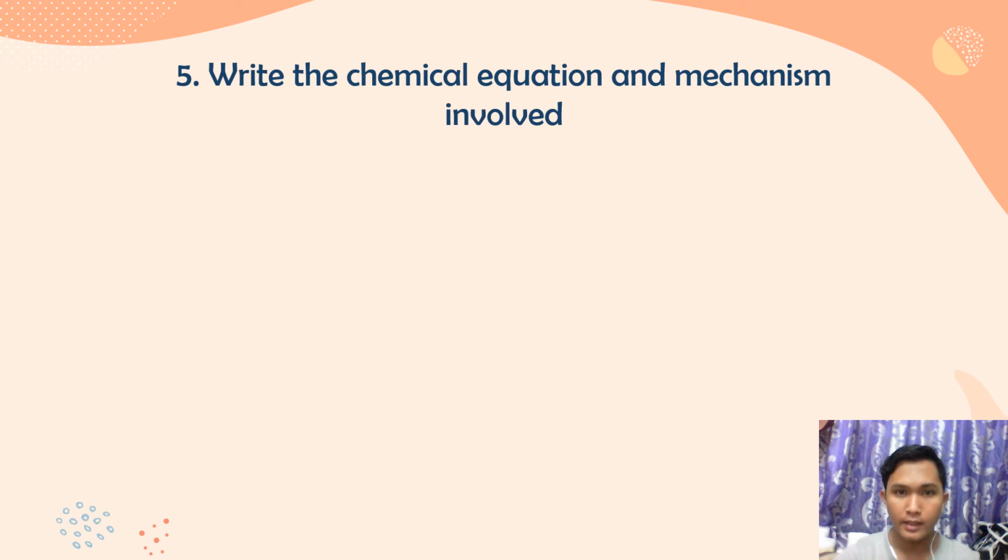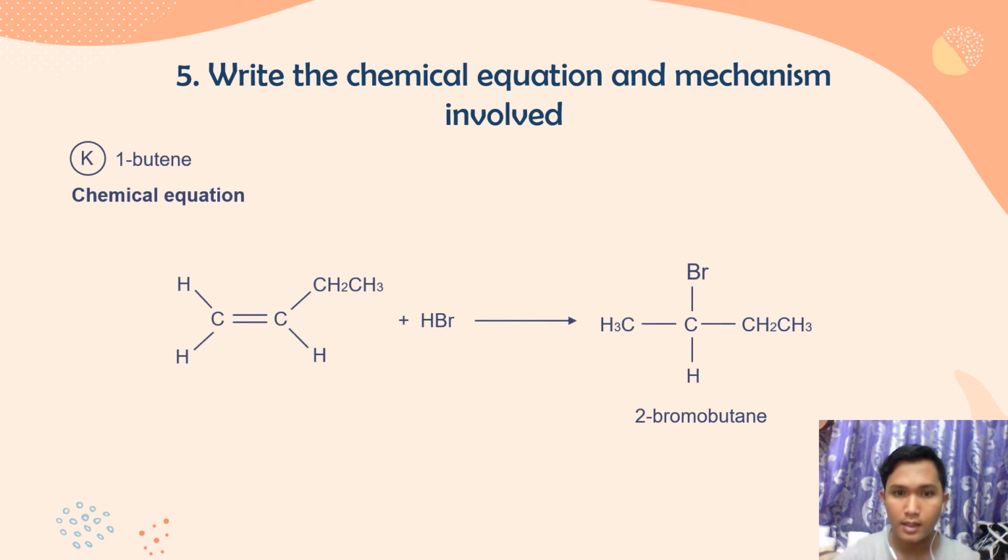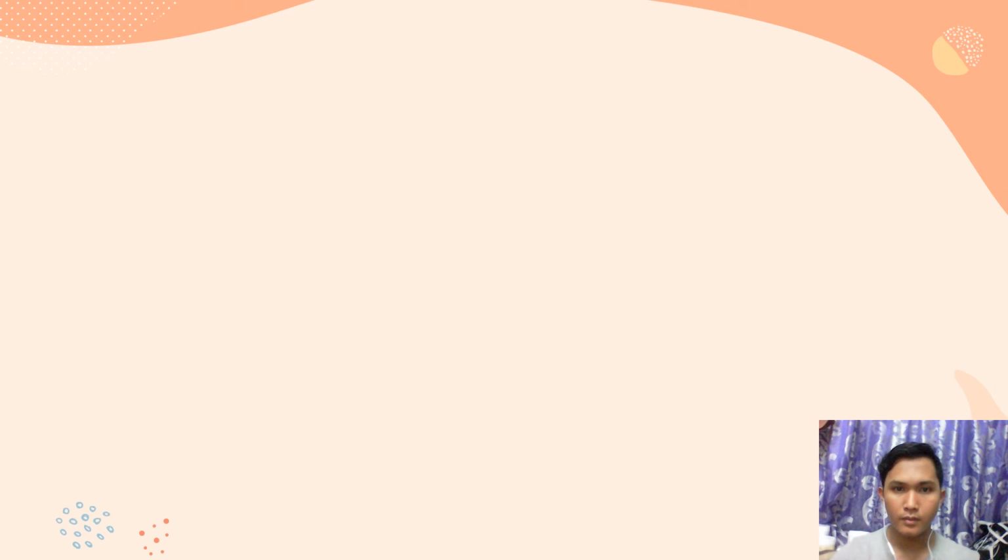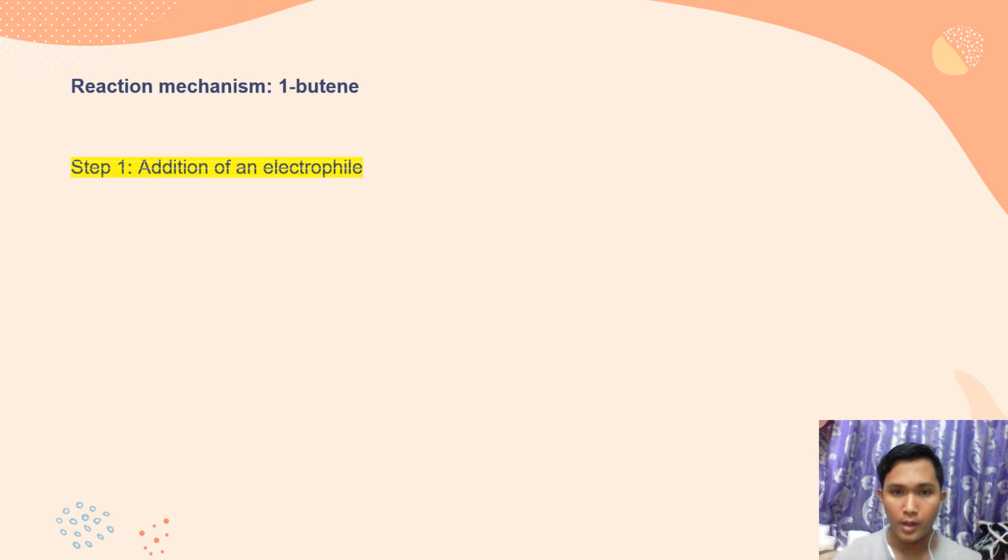So the conclusion is that the 2 isomers that can give an optically active product are 1-butene and 2-butene. Next, write the chemical equation and mechanism that is involved. For K, 1-butene, the chemical equation is 1-butene reacts with hydrogen bromide to produce 2-bromobutane.